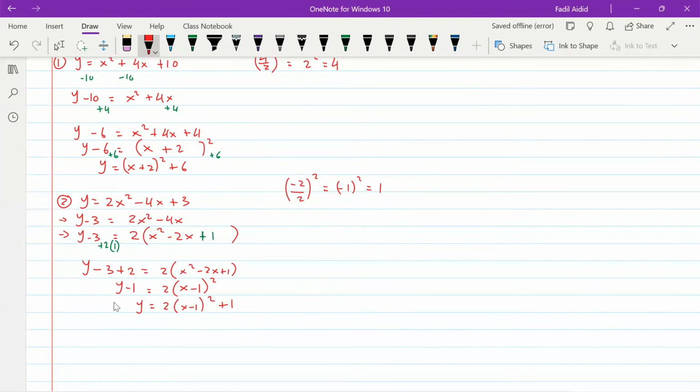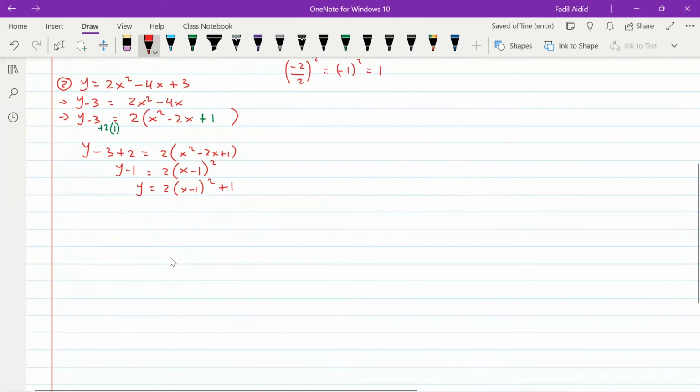And then the next example is still the coefficient of x squared is not 1, but this time the x term coefficient is not divisible by 2. So you will have fractions in the process. The next example is y equals 4x squared minus 5x minus 6. So you add 6 to both sides. That's going to be y plus 6 equals 4x squared minus 5x.